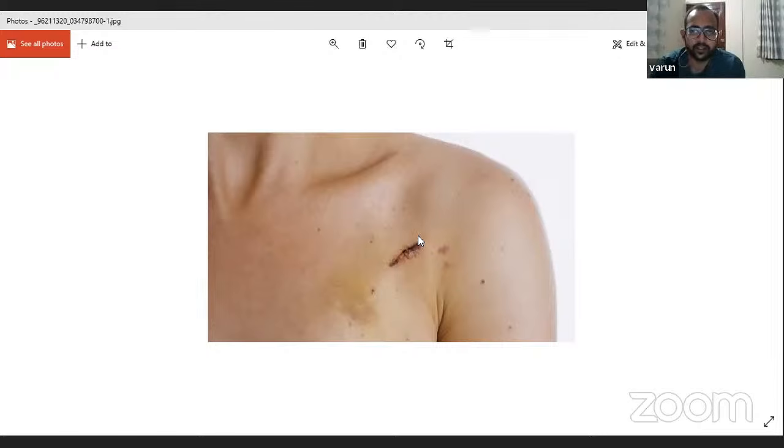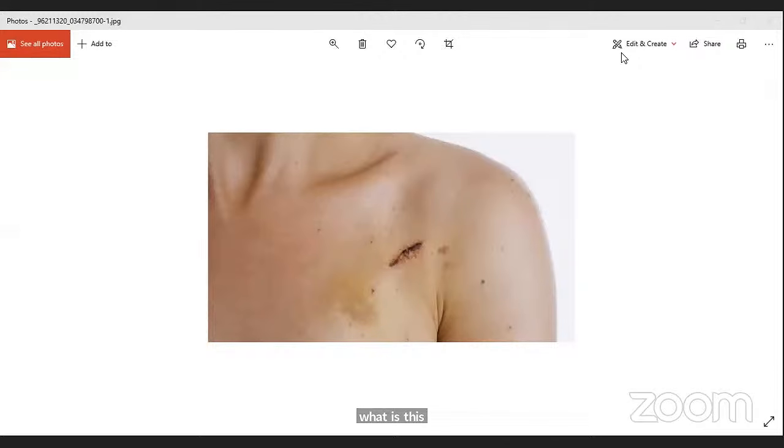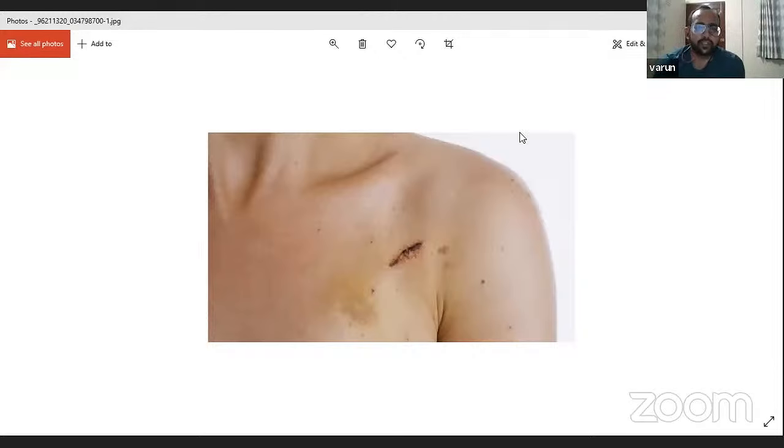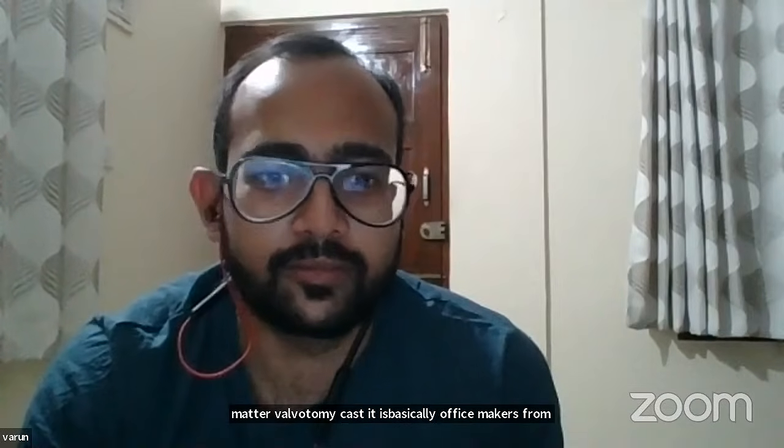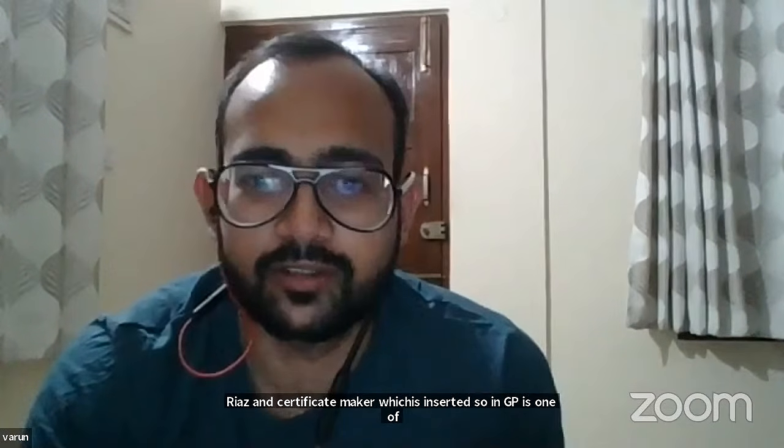So what is this? Any idea? Anyone? No, it's not a valvotomy scar. It is basically a pacemaker. Yes, somebody has answered. It's a pacemaker which is inserted. All right, so in GP, this is one of the things which you have to look for. I'll show all the pictures quickly.